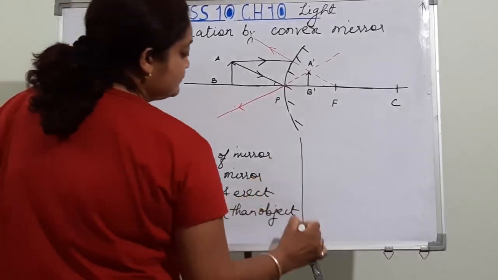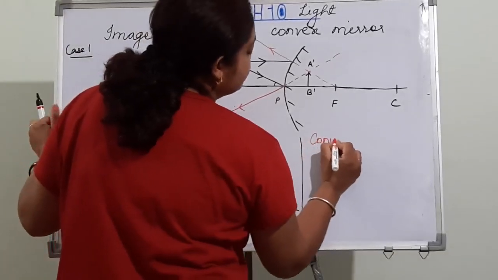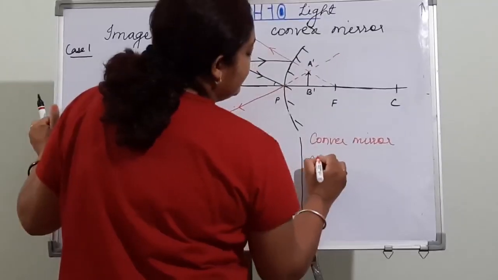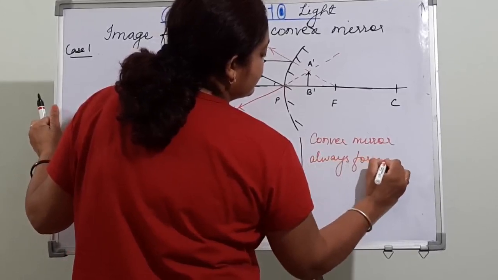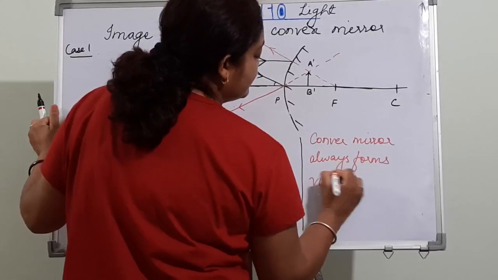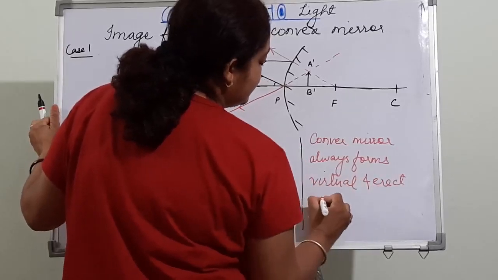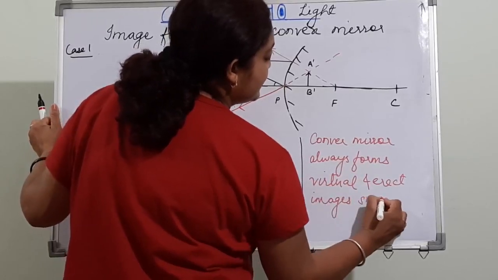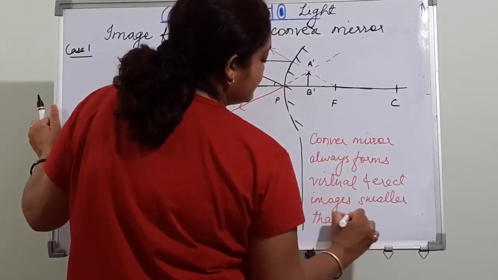So a convex mirror always forms virtual and erect images smaller than the object.